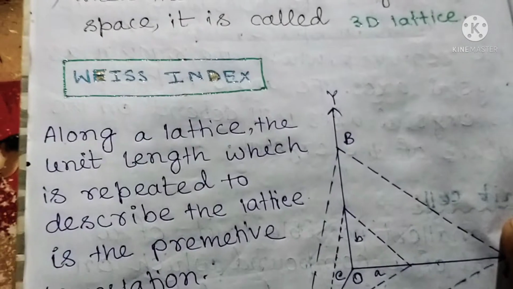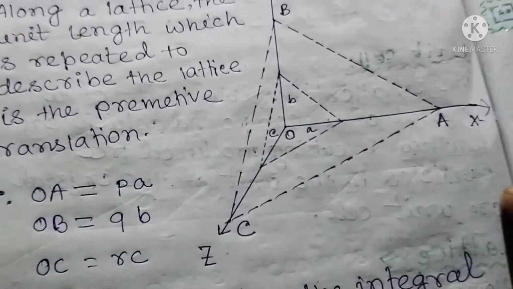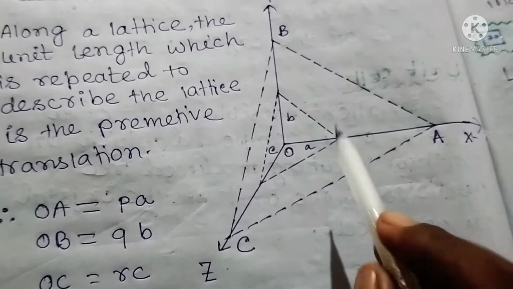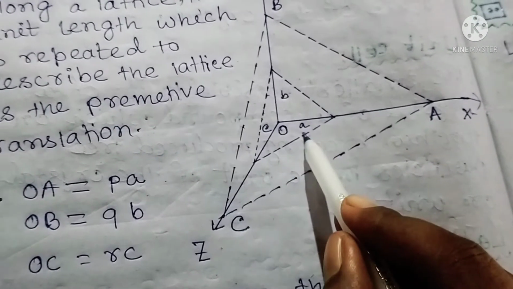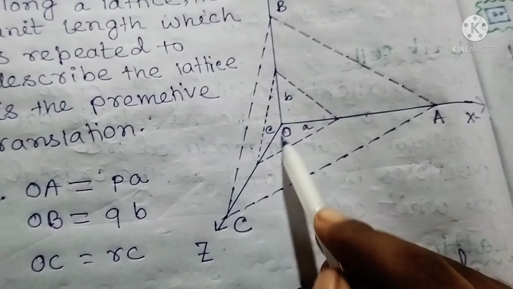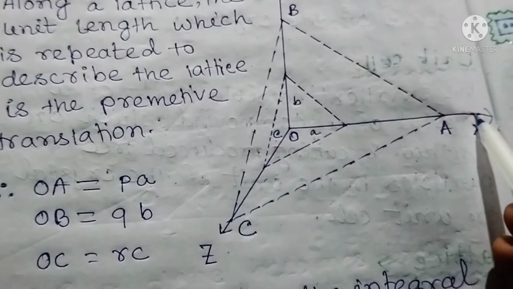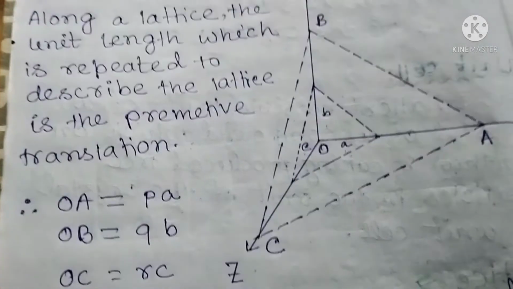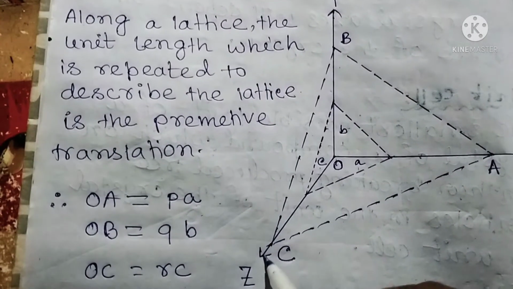Now, we shall study about Weiss index. Here, we draw the structure. From here to here, the distance is small a. From here to here, the distance is small b. And from here to here, the distance is small c. This is the x-axis. This is the y-axis. And this is the z-axis.